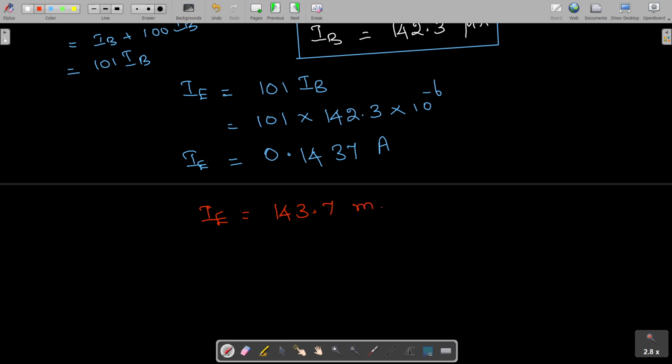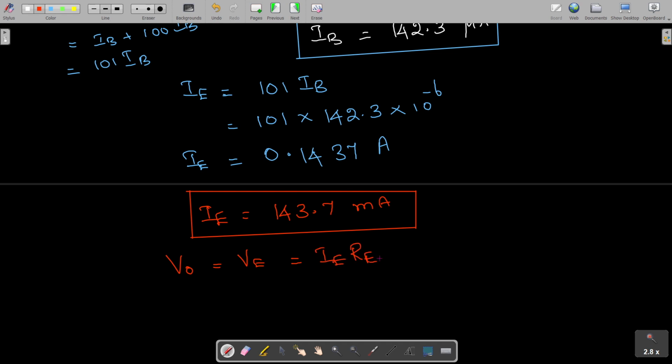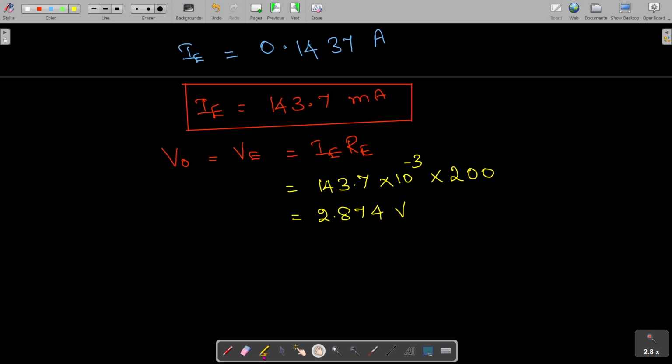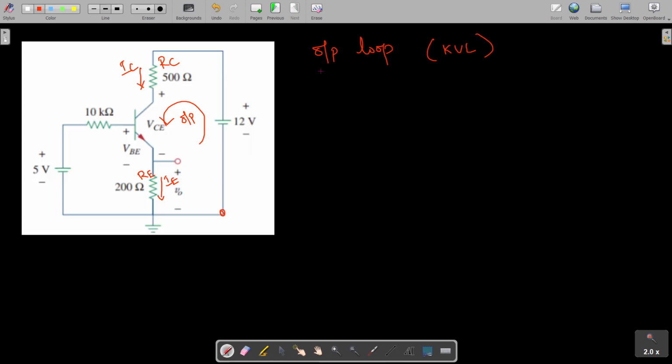IE is equal to 143.7 milliamps. Then we can find out this V naught, because this V naught and VE are the same, which is equal to IE into RE. This is the voltage drop across this RE resistance. So that is equal to 143.7 into 10 power minus 3, because it is milliamps, right, into 200, equal to 2.874 volts. So this is the first answer we got, right? V naught. Now applying this Kirchhoff's voltage law at the output side.